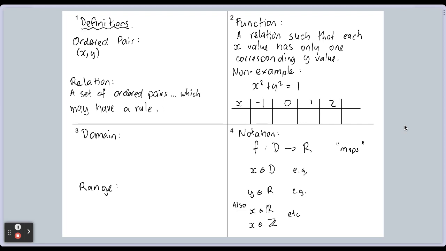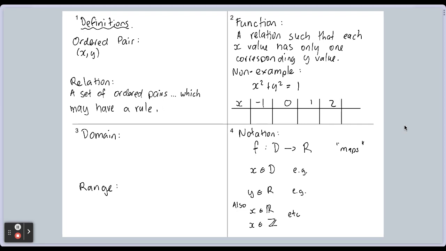I don't hit that function again when I go up or down vertically. However, in a relation, if it does have more than one output, more than one y value for an x value, it's potentially a relation, but it's not a function. I'm going to look at a non-example now.